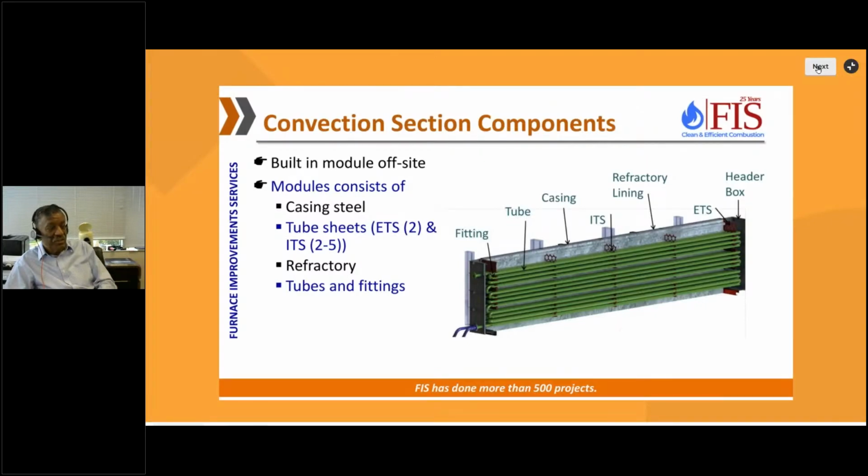So this sketch shows you the different components of a convection section. We normally have casing on the outside, and we have intermediate tube sheets. You can see over here 2 end tube sheets by which the tubes are supported. Then we have these header boxes where the return bends are housed. We have refractory lining on all the sides for insulating the casing. That's basically the convection section.